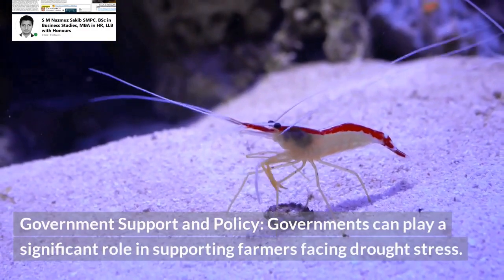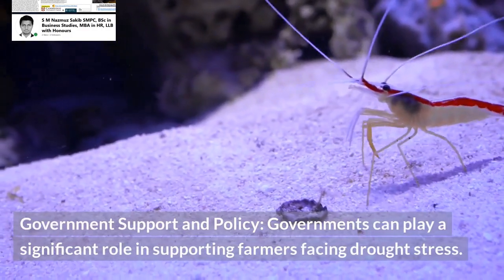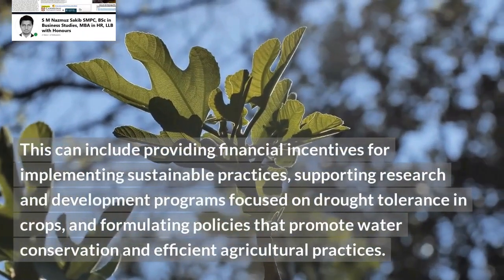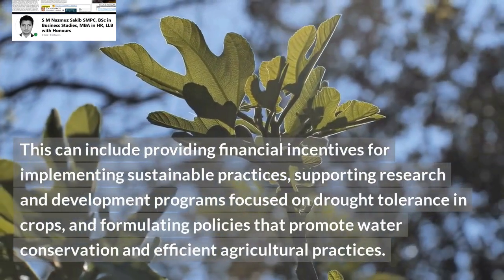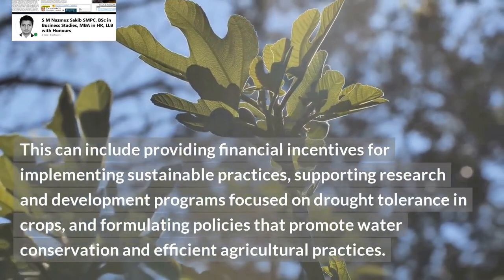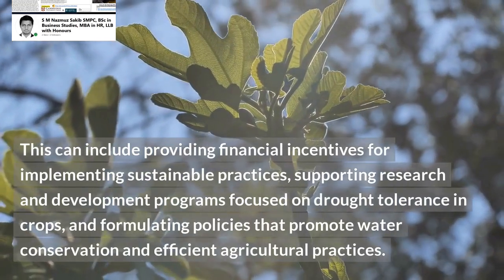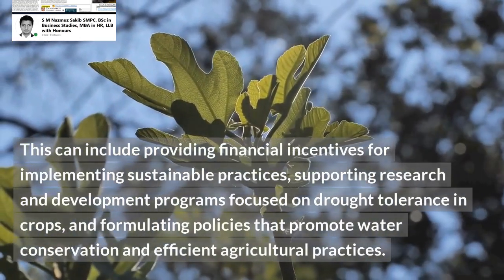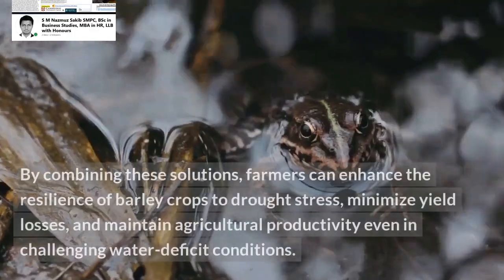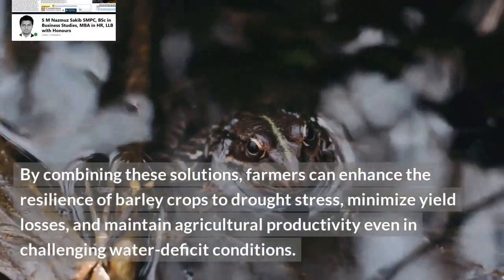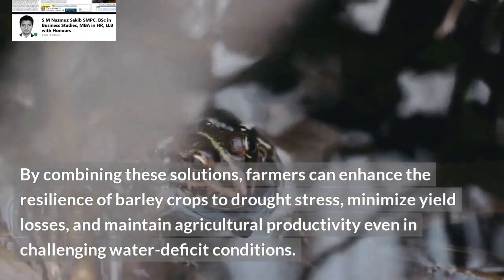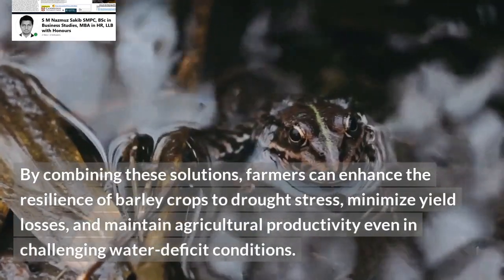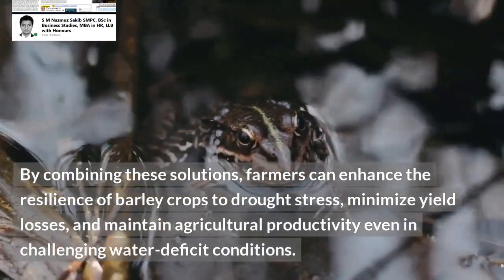Government support and policy. Governments can play a significant role in supporting farmers facing drought stress. This can include providing financial incentives for implementing sustainable practices, supporting research and development programs focused on drought tolerance in crops, and formulating policies that promote water conservation and efficient agricultural practices. By combining these solutions, farmers can enhance the resilience of barley crops to drought stress, minimize yield losses, and maintain agricultural productivity even in challenging water deficit conditions.